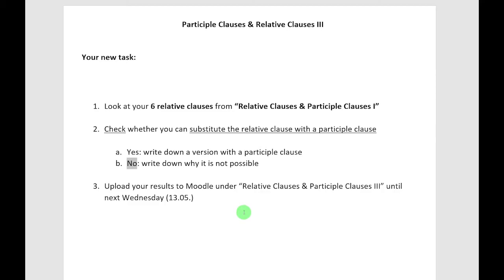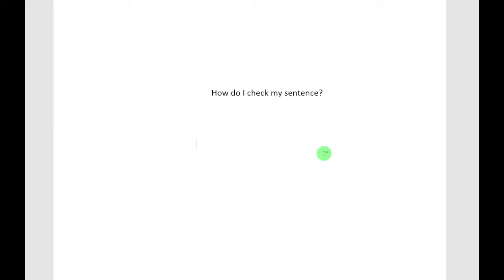As always, upload your results to Moodle to Relative Clauses and Participle Clauses 3 until the set date. So if you're ready to go now, you can stop watching and get on with the task. But if you have a question like this, how do I even check my sentence for the possibility of a participle clause substitution? You can keep watching now.